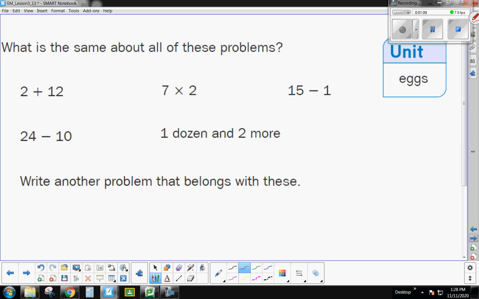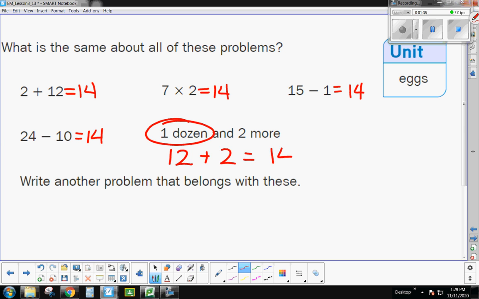Well, I know that 2 plus 12 equals what? 14, right? 7 times 2 equals 14. 15 minus 1 equals 14. 24 minus 10 equals 14. 1 dozen and 2 more. What is 1 dozen? 1 dozen means 12, right? 12 plus 2 more equals 14. So all of these problems equal 14. So for this lesson, we're calling them equivalent names for 14.